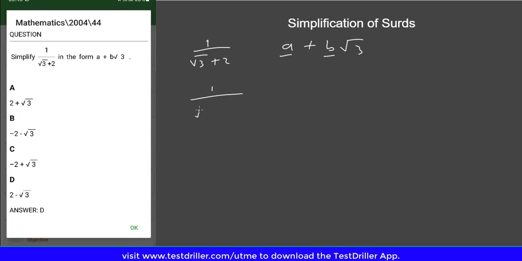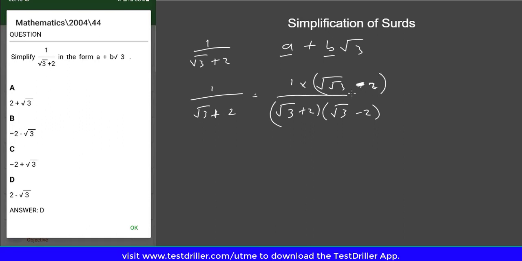To rationalize this, what we need to do is to multiply both sides by the conjugate of the denominator, which is minus. The conjugate is just to take this plus and change it to minus. So that's minus 2, right? So now, what do you do next? You want to simplify. Now, since we got 1 at the numerator, you just leave it as root 3 minus 2.